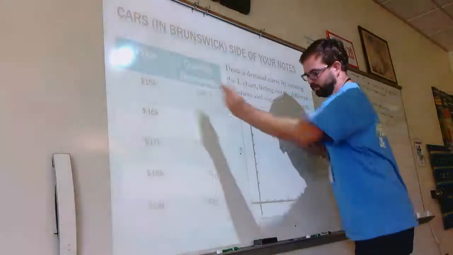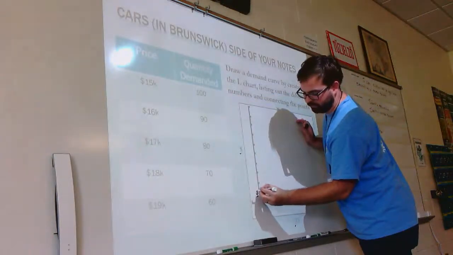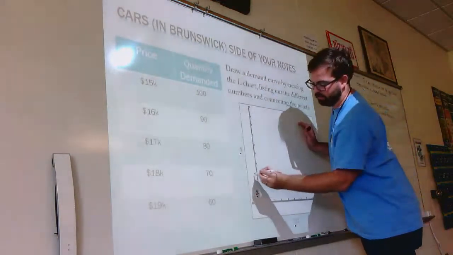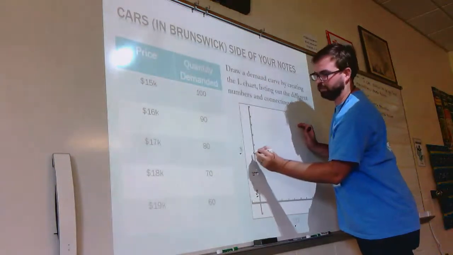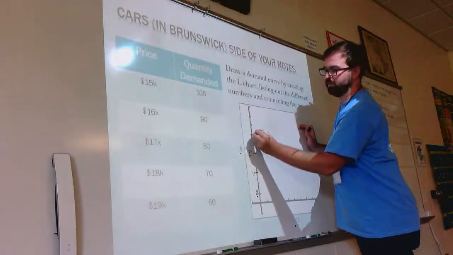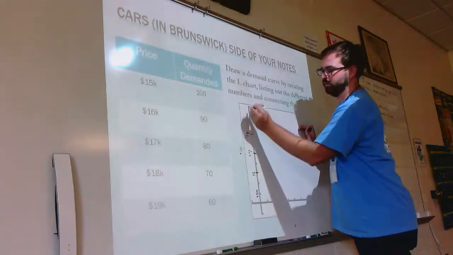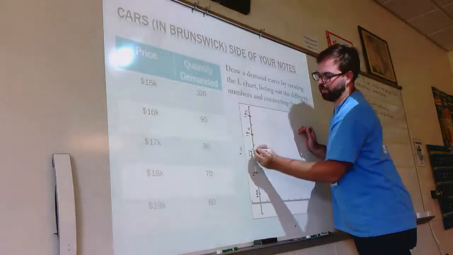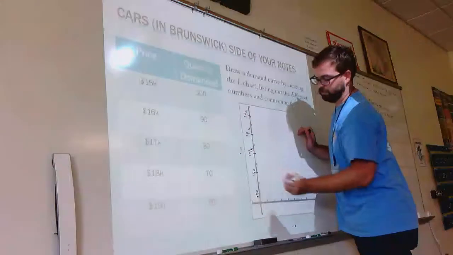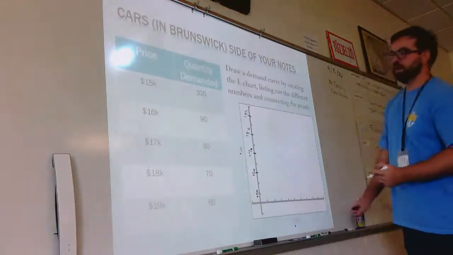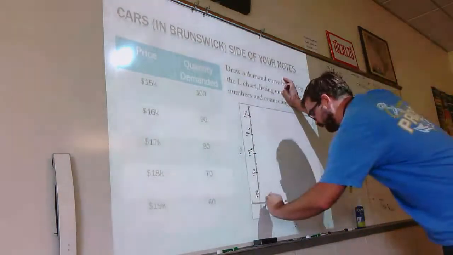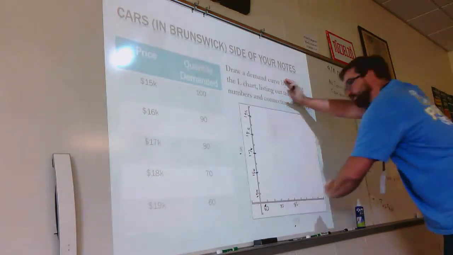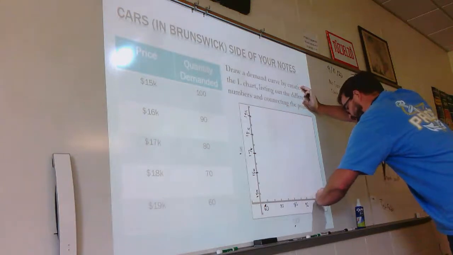So the lowest price we would have would be $15,000. In this case we're looking at cars, right? The next would be $16,000, then $17,000, then $18,000, and then $19,000 for a vehicle. And K just means 1,000 in this case, if you're confused about what I'm doing there. For the quantity, again, we would start low and work our way higher. So we're looking at 60 cars, 70 cars, 80 cars, 90 cars, and 100 cars.